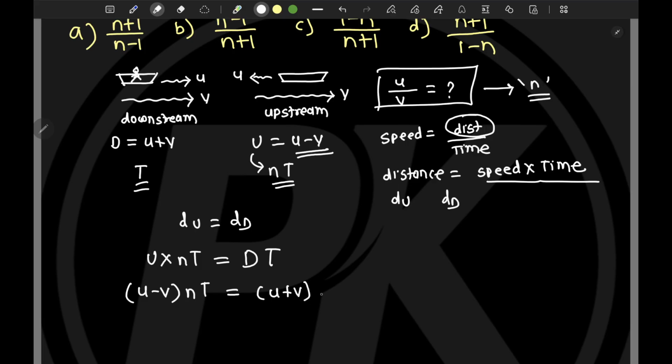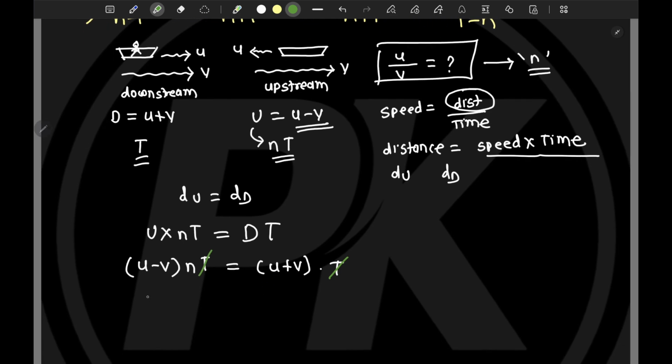Okay, again this time is t. So can I cancel out this time from both the sides? Okay, and let's try to simplify this equation again. So solve this bracket. So n into u minus n into v is equal to u plus v. Now I want my equation in terms of u by v.